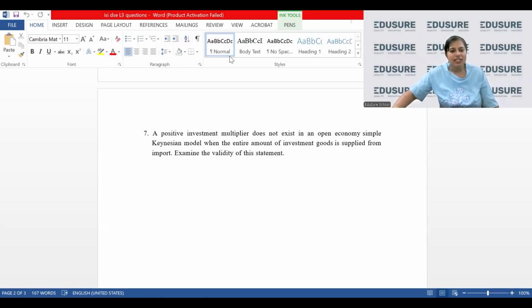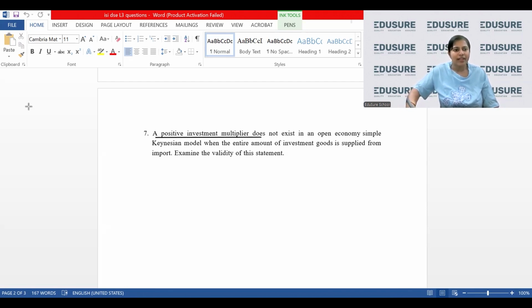All right. So this is ISI 2013, I think, question 7. A positive investment multiplier does not exist. So again, the question has to be read slowly. What is the question asking us? A positive investment multiplier.